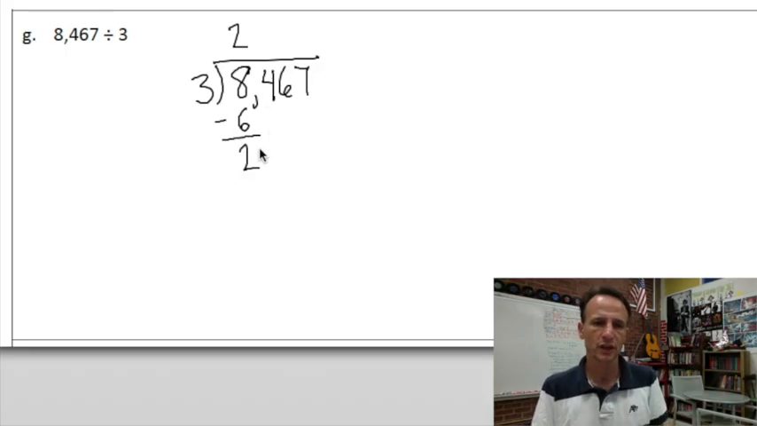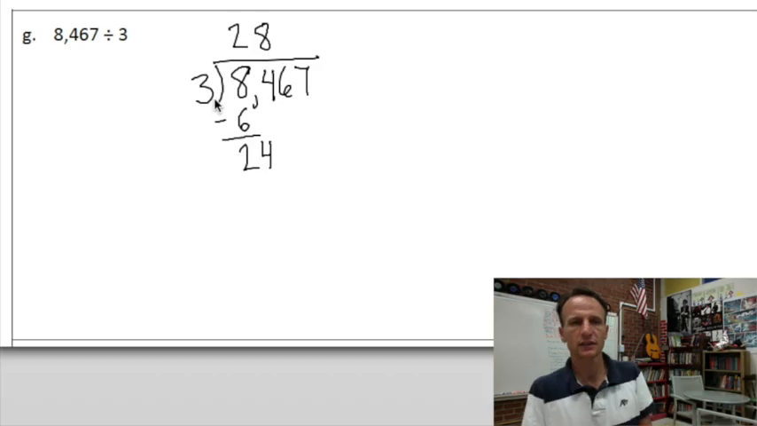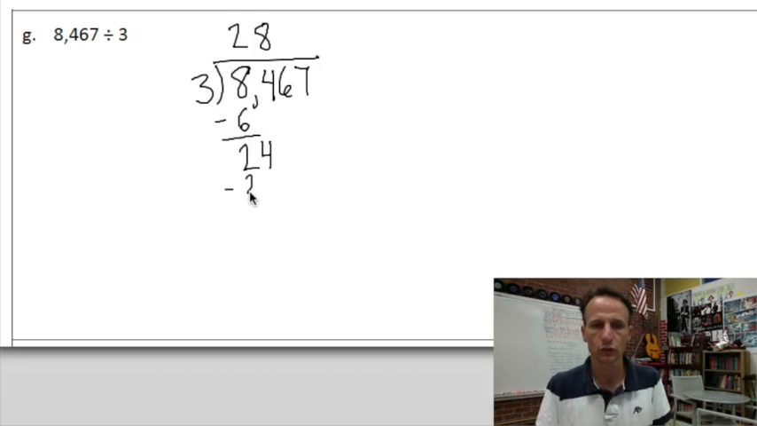And we'll go next. We have 4 hundreds to divide as well. So how many 3's in 24? Yes, you know that fact. We did it just a minute ago. There are 8 3's in 24 because 8 times 3 is exactly 24. We subtract, we're left with no hundreds, but we do have 6 tens yet to divide.